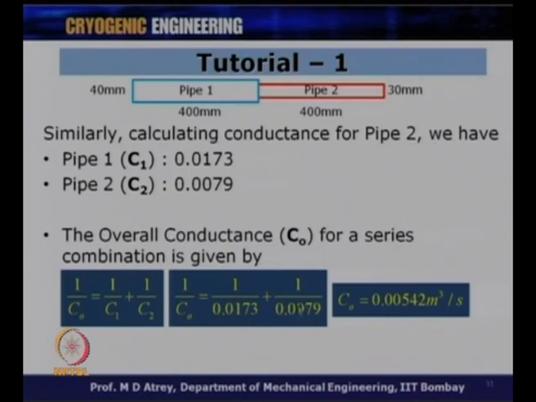So, as a result of this C1 and C2, I get overall conductance which is going to be less than even C1 and C2, and this is my final conductance now, which could be utilized to calculate the system pumping speed if I know what the vacuum pumping speed is. So, this is my first tutorial to calculate the overall conductance for a series combination of a given pipe.